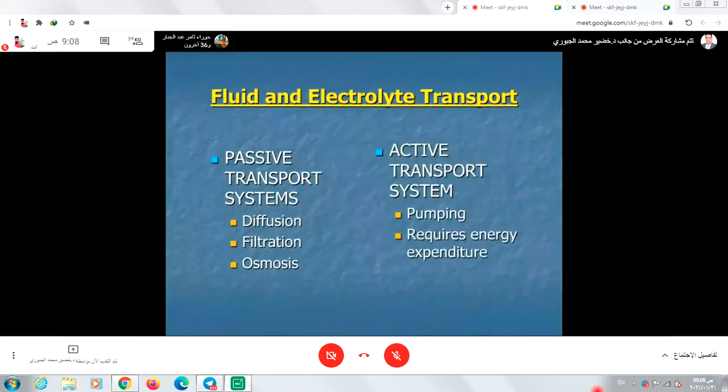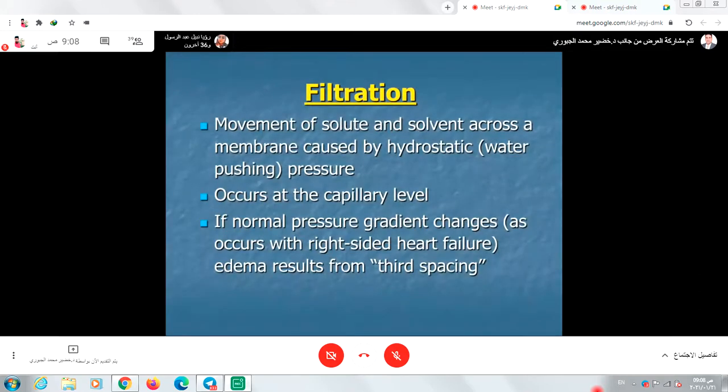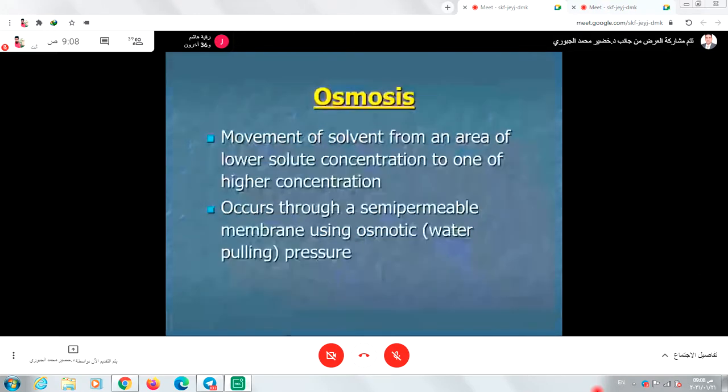This is how the fluid and electrolytes transport: the passive and active transport. You should read this, it's important, so as not to waste time. Diffusion, filtration. This is how the fluid moves. Basic physiology.